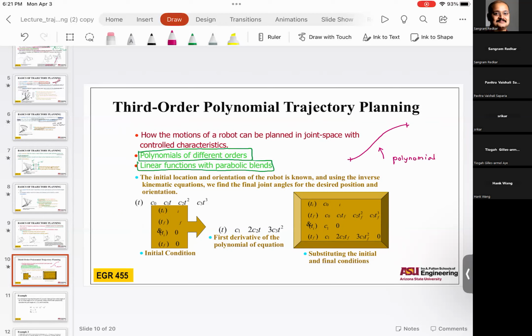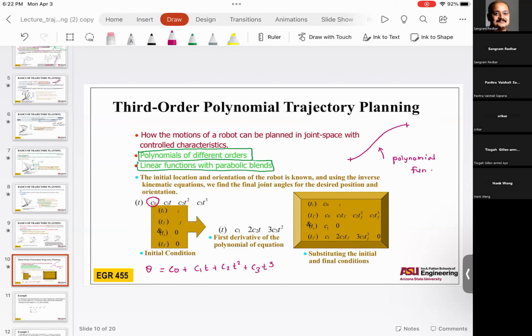You fit a polynomial function. So, for example, your polynomial would be something like C0 plus C1t plus C2t square plus C3t cube. So, you have the polynomial something like this. Now, if you want to find out these individual coefficients, so this is the equation for the displacement, so theta.